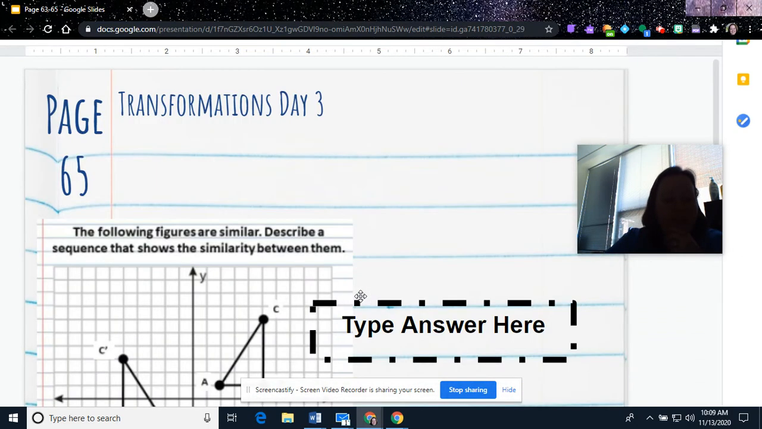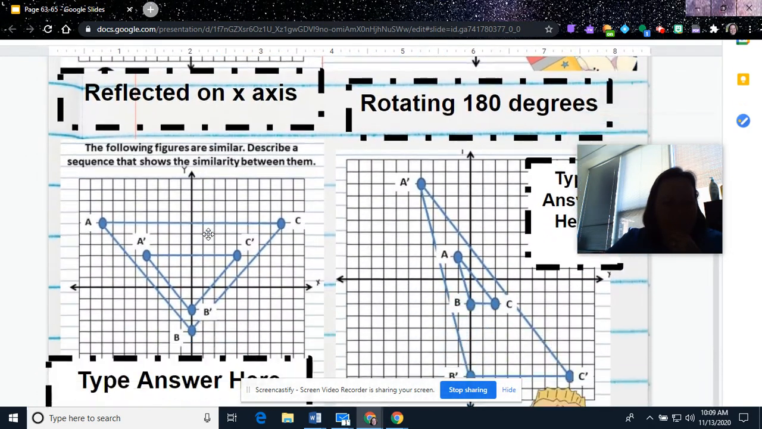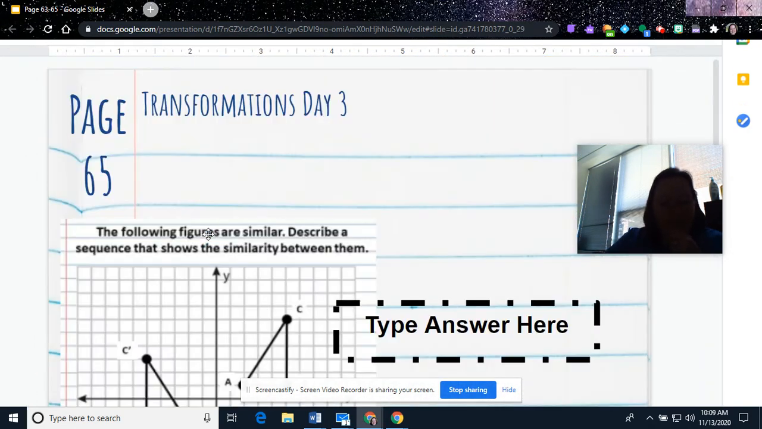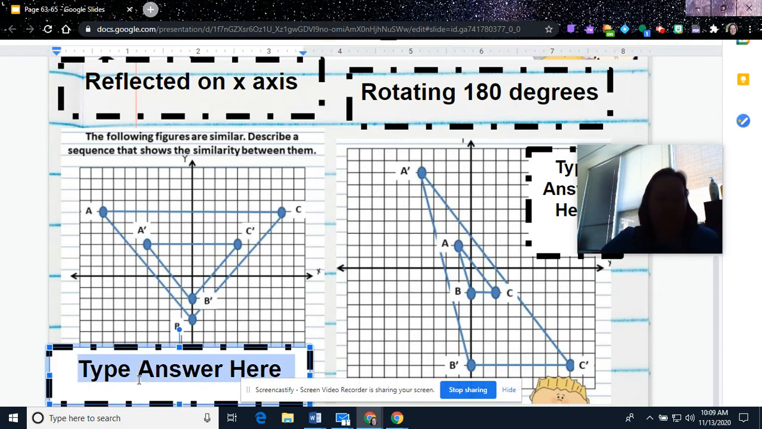Okay, now on the bottom of this page, this time, oh my goodness, they are different sizes. So since they are different sizes, you know it's going to have to be a dilation. So here's how you can figure that out.